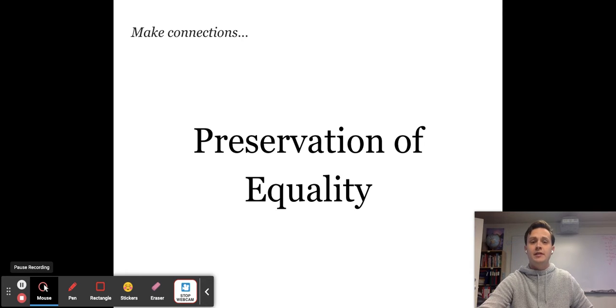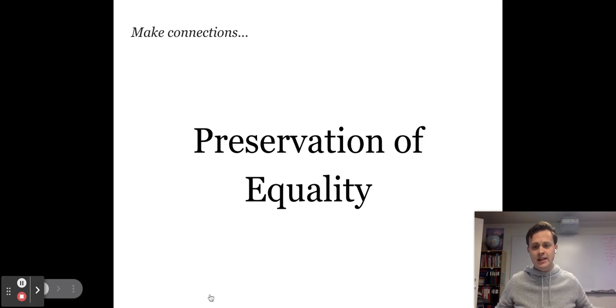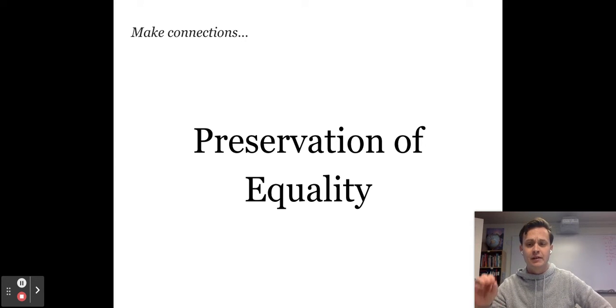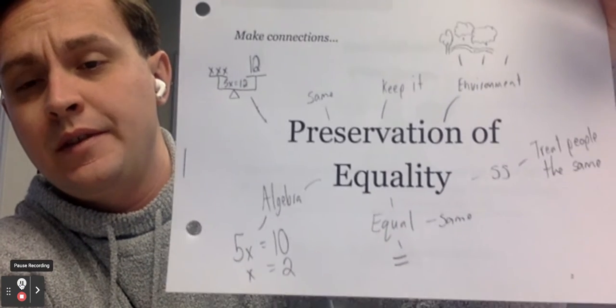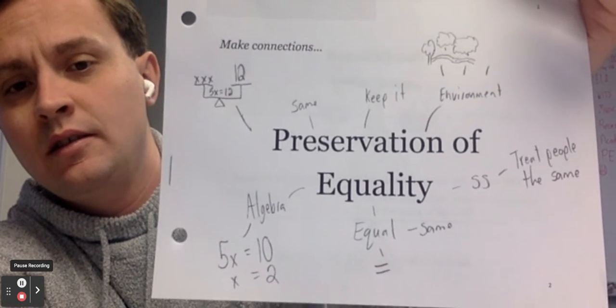As always, to begin, we're going to make connections to preservation of equality. Remember, this is any connection. It can have to do with math. It can be totally outside the realm of math. It can be a very clear connection, or it can just be something that you're thinking of. Write down as many words or pictures as you can in the next 5 minutes. Go. Okay, this is what that might look like.